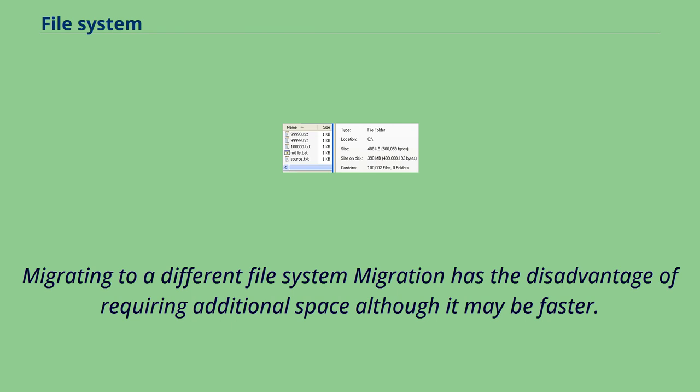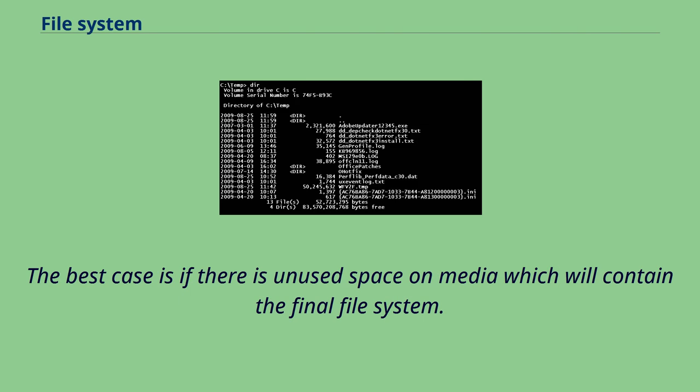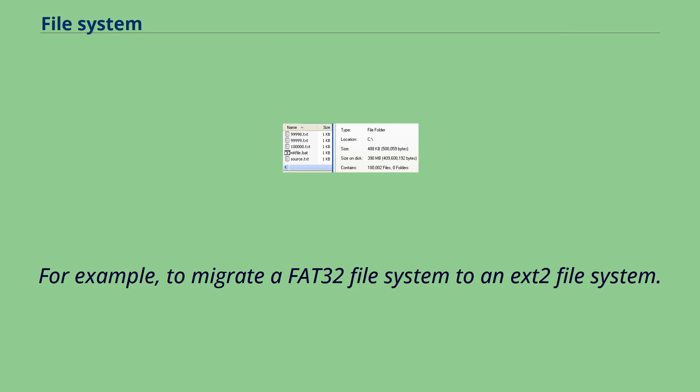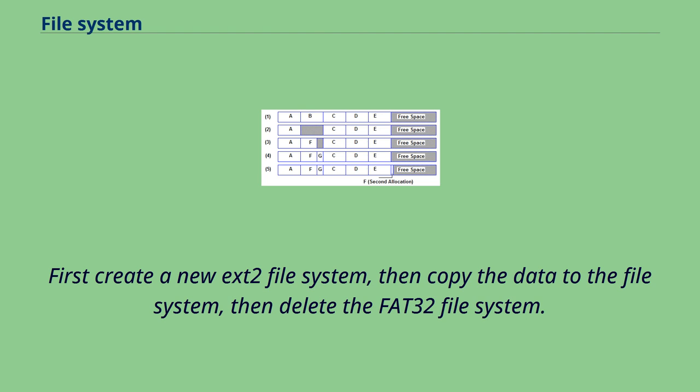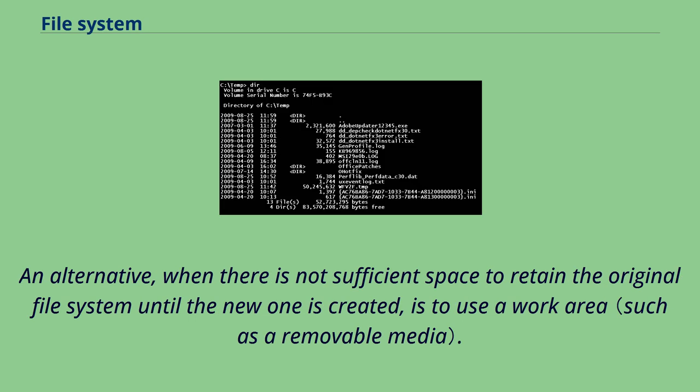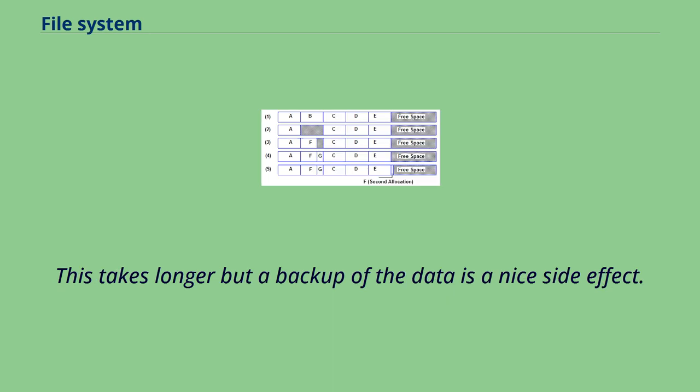Migrating to a different file system has the disadvantage of requiring additional space, although it may be faster. The best case is if there is unused space on media which will contain the final file system. For example, to migrate a FAT32 file system to an ext2 file system, first create a new ext2 file system, then copy the data to the file system, then delete the FAT32 file system. An alternative, when there is not sufficient space to retain the original file system until the new one is created, is to use a work area. This takes longer, but a backup of the data is a nice side effect.